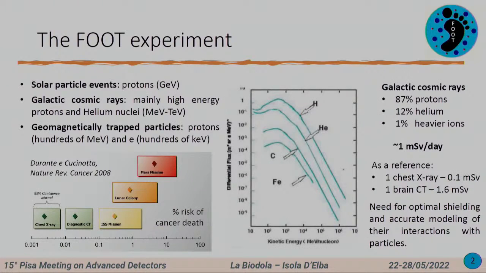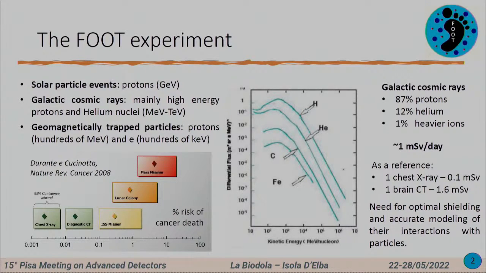Another application, as I told you, is radio protection in space. Astronauts, as you know, are subjected to different radiation sources: solar particle events, galactic cosmic rays, or geomagnetically trapped particles. If you look at the spectrum of galactic cosmic rays, we see that they are mainly protons, but there are also heavier ions from helium up to iron. The energy distribution is mainly peaked around 700, 800 MeV. This particle flux corresponds to about 1 millisievert per day.